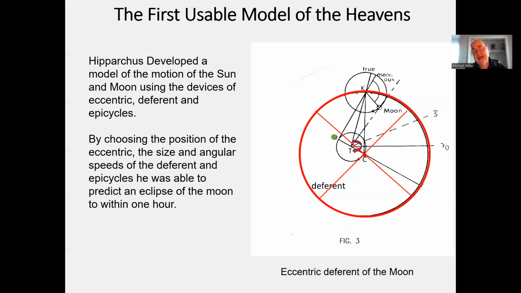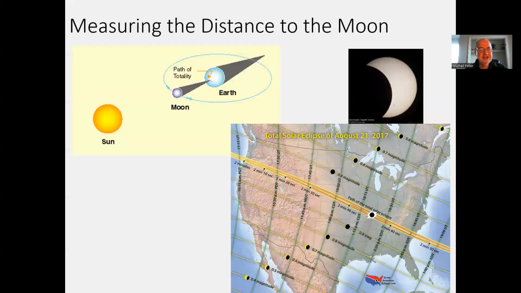But to see the device that Hipparchus goes through using this kind of geometry to do this, the last thing I have for you is his measurement of the distance to the moon. And this is quite wonderful. He uses a lunar eclipse. I'm sorry, he uses a solar eclipse where the moon gets in the way of the sun.